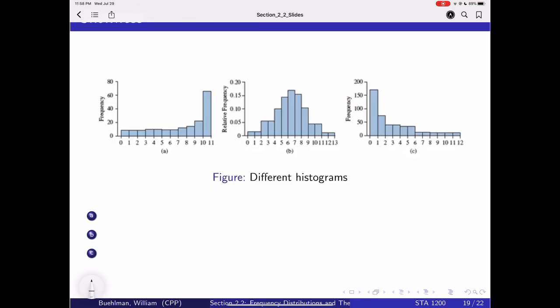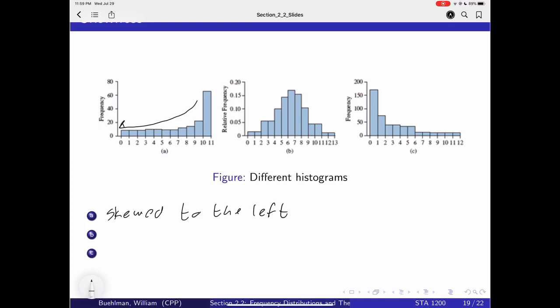So here we have an example of a few different histograms: A, B, and C. If we look at the first histogram, we ask, what's the shape of it? Where's the bulk of the data and where does it tail off to? It seems like it goes off in that direction. So again, it tails off to the left, so it's skewed to the left.